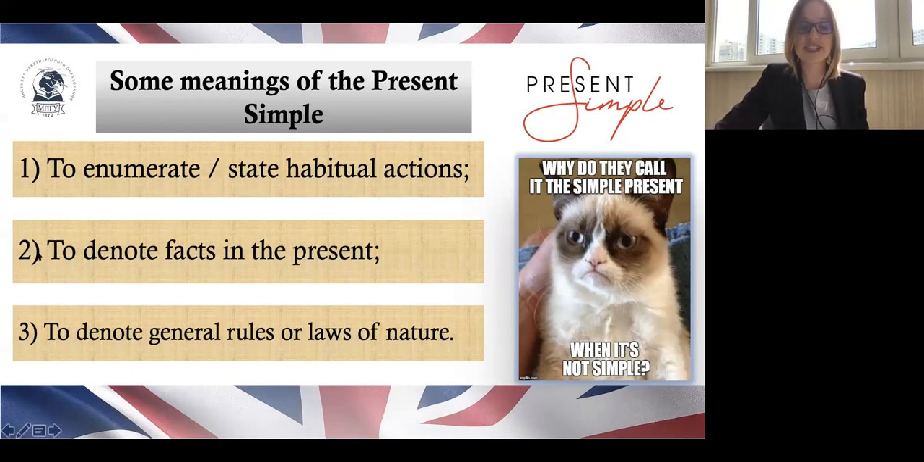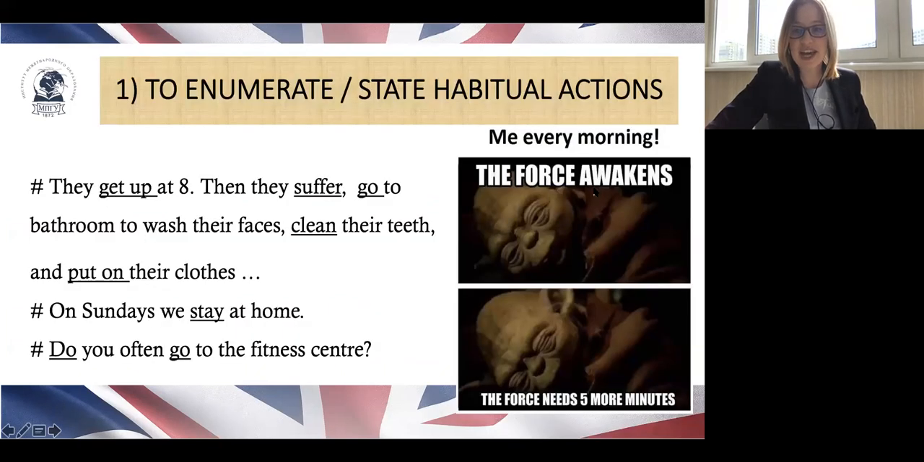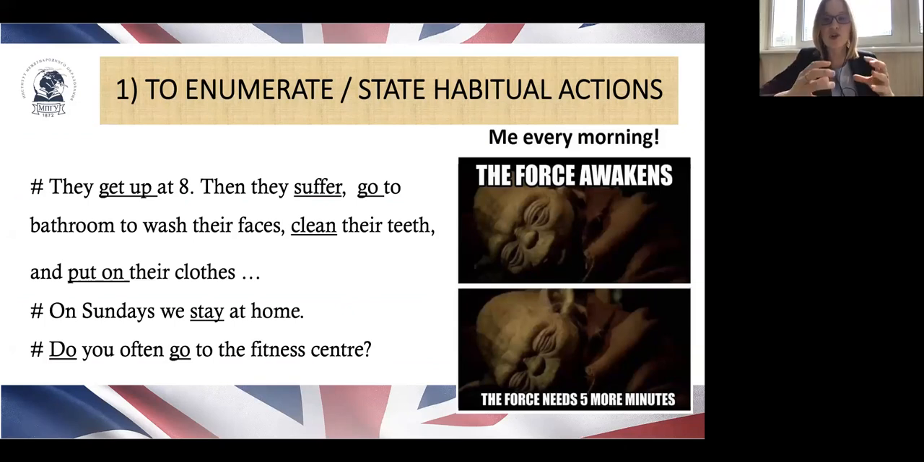In number 2, we have the second meaning, which stands for to denote facts in the present. It's quite controversial if we take a look at the third example too, because there we have general rules and general laws of nature which are used. How to differentiate them? Practically, it's not so difficult, because if we take a look at this particular slide, we will see that some tenses have a particular context. What does it mean, a context? What do you think? Context means the words that stand together in one sentence.